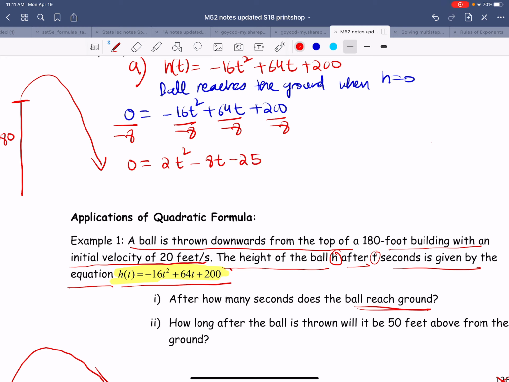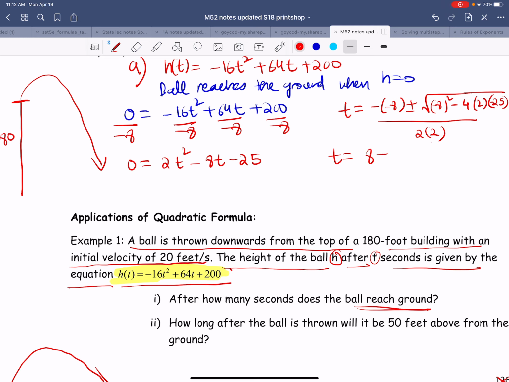Now, I'm trying to solve this equation for t, and I don't think it's factorable. It doesn't look like factorable. I'm not going to bother. I'm going to go ahead and do quadratic formula because it always works even when the equation is factorable. And this one is definitely not factorable. So t equals negative b plus minus square root of b squared, negative 8 squared minus 4 times 2 times negative 25, divided by 2 times 2.